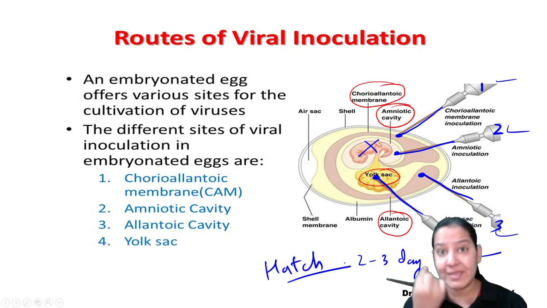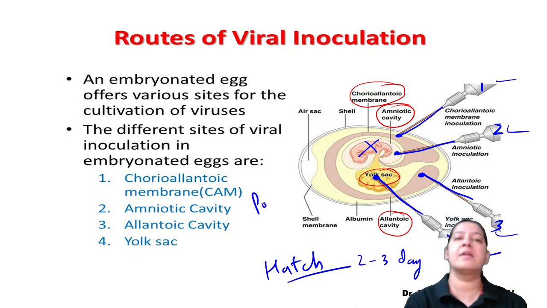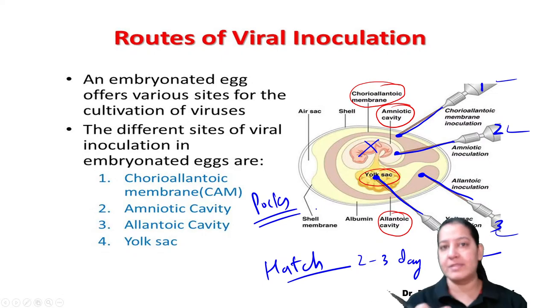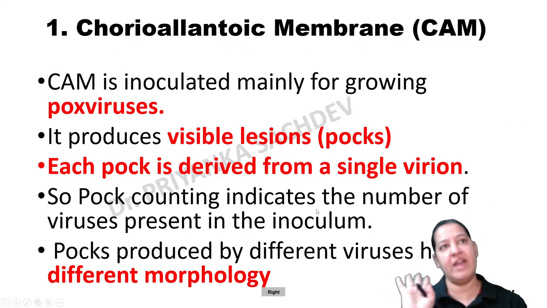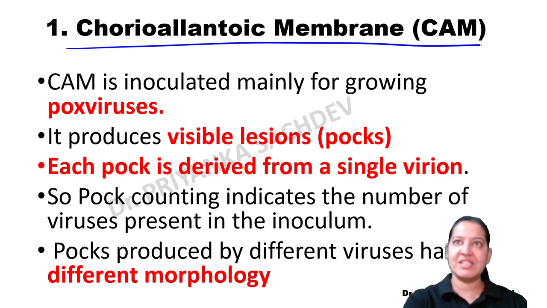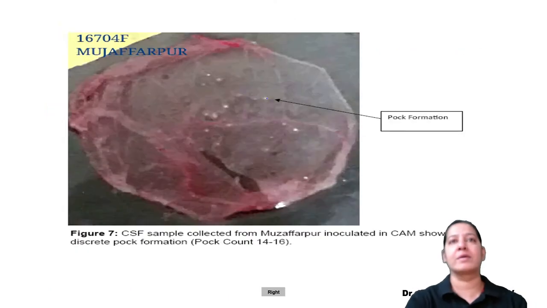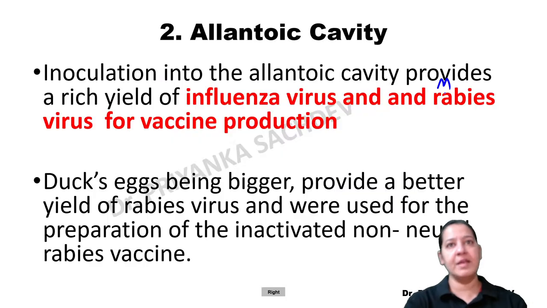The virus will produce lesions. The lesions produced by the virus are known as pox. We will count the pox. One virus is equal to one pox. We have seen that. Especially this is done in the first cavity, that is CAM. These are the pox in the membrane. This is the CAM membrane, chorioallantoic membrane.